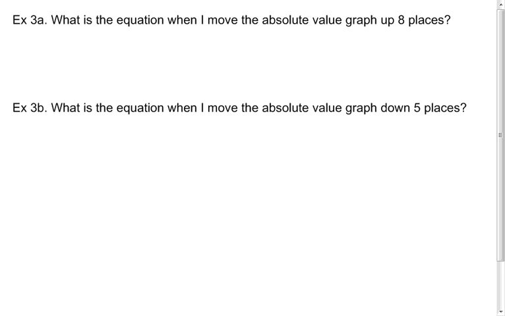Another type of problem. If I move the absolute value up 8 places, what does that do to my equation? So up 8, go back to your notes. The notes say that in order to go up, you have to add on the outside. So the equation to go up 8, you add to the outside. So I'm going to have a plus 8 over there. Okay? Plus 8 on the outside means go up.